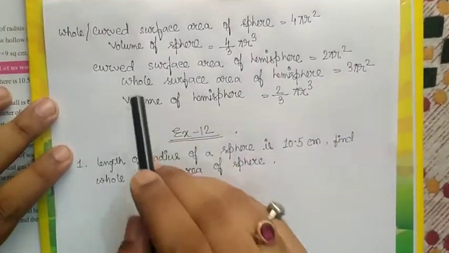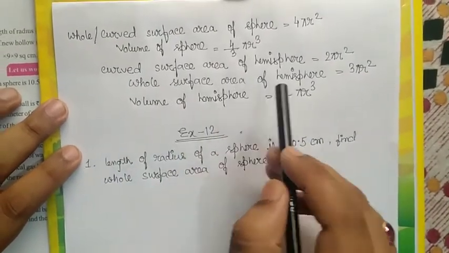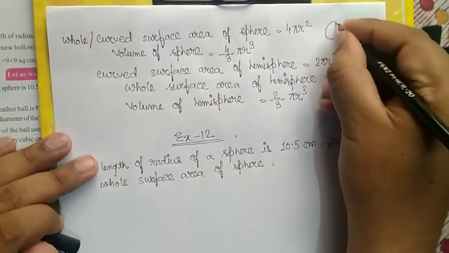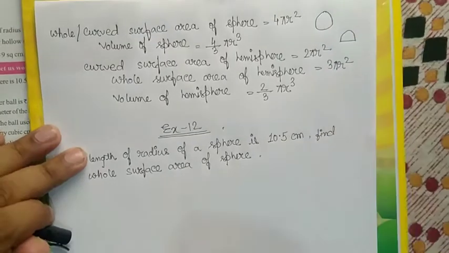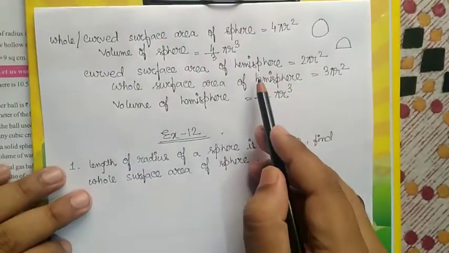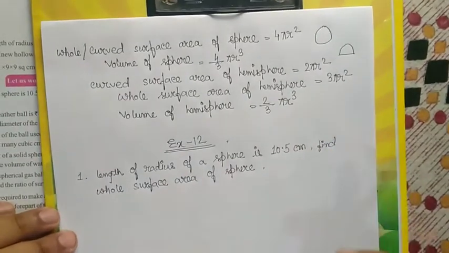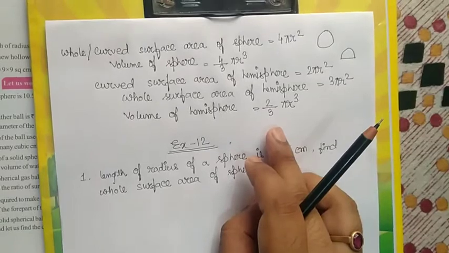But the curved surface area and the whole surface area are not the same for the hemisphere. Sphere means this one, and hemisphere means this one, half a sphere. The curved surface area of a hemisphere is 2 pi r square, the whole surface area of a hemisphere is 3 pi r square, and the volume of the hemisphere is 2 by 3 pi r cube.